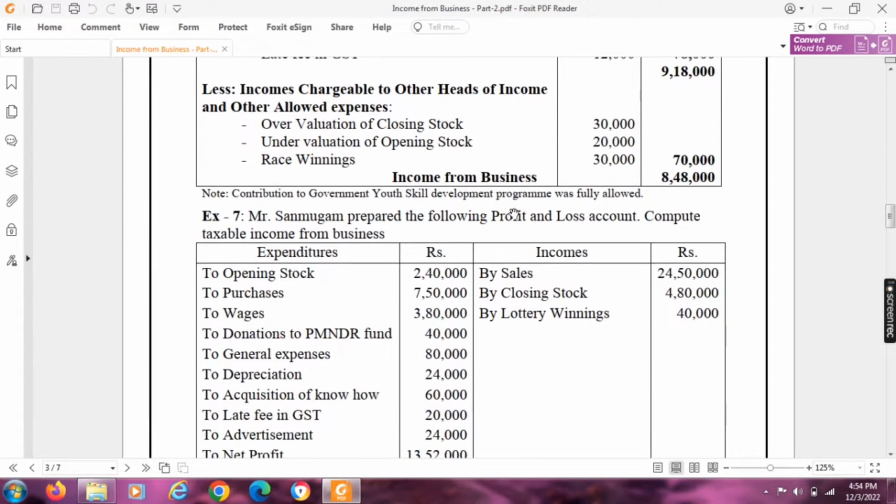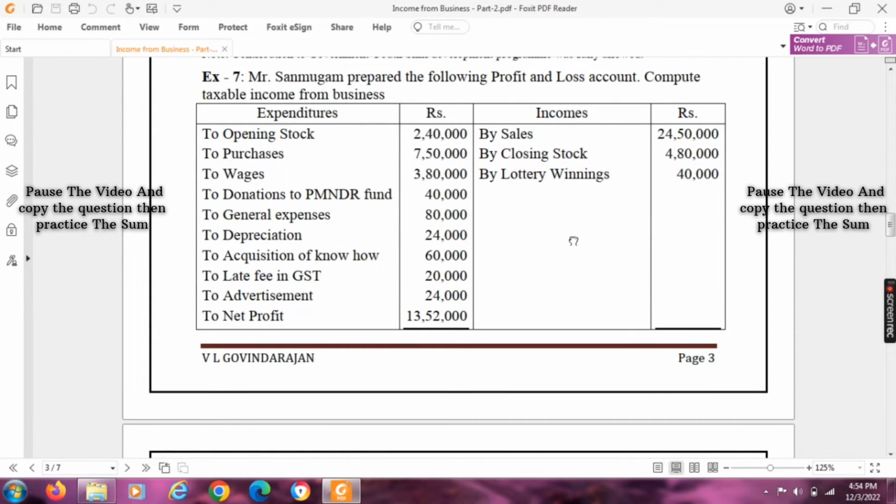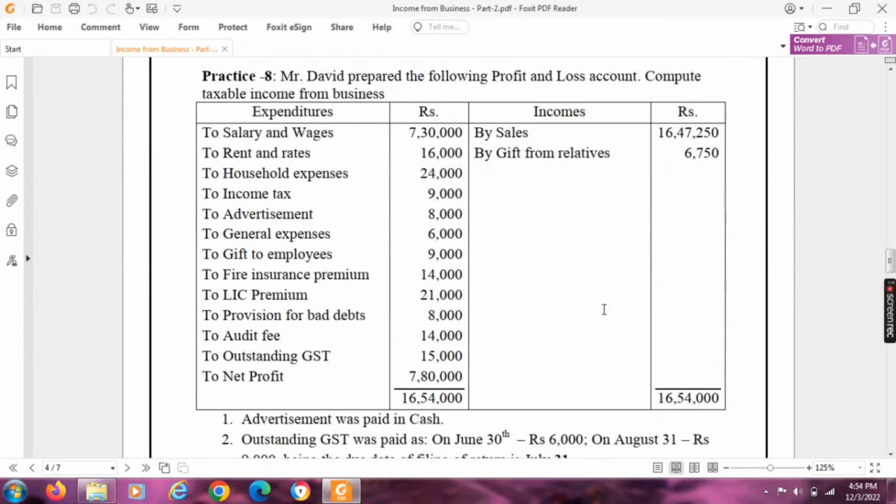In the same pattern, the listeners can practice exercise 7 for a smooth understanding of income from business. Now, practice 8. Mr. David prepared the following profit and loss account; compute taxable income from business. By sales, by gift from relatives. On the debit side: salary and wages, rent and taxes, household expenses, income tax, advertisement, general expenses, gift to employees, fire insurance premium, LIC premium, provision for bad debts, audit fee, outstanding GST, and net profit 7,80,000 was given. What are the adjustments?